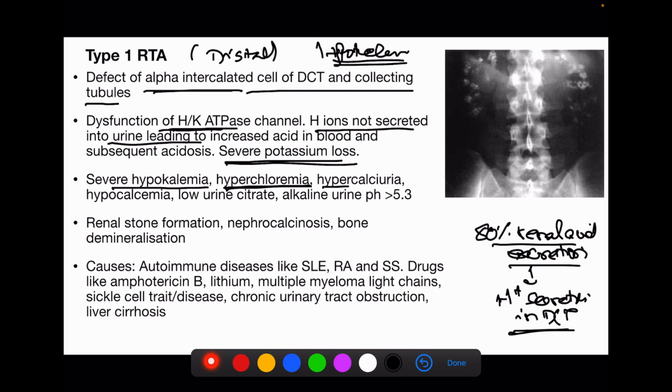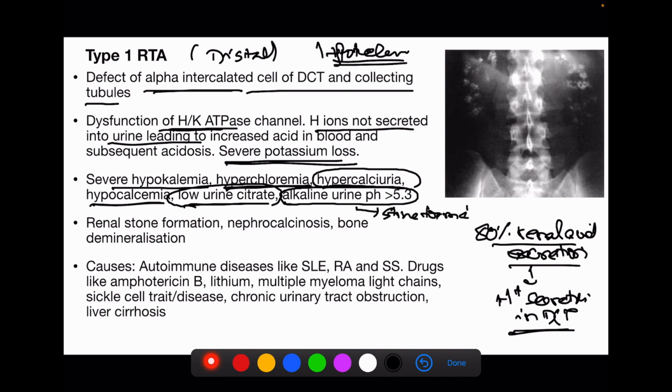Another important thing which occurs is hypercalciuria. Because a lot of calcium is there in the urine, the blood calcium will be reduced. So there will be hypocalcemia, hypercalciuria, and low urine citrate. Just look at all these together: hypercalciuria, low urine citrate, alkaline urine. All these three factors tend to predispose to stone formation.